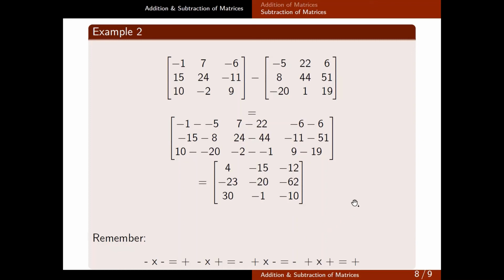And that's it for today. The other session, we look into multiplication of matrices.